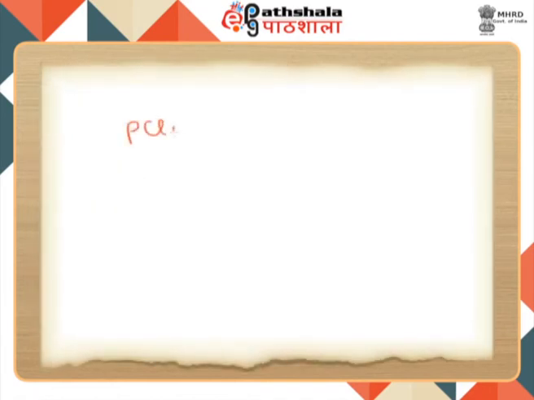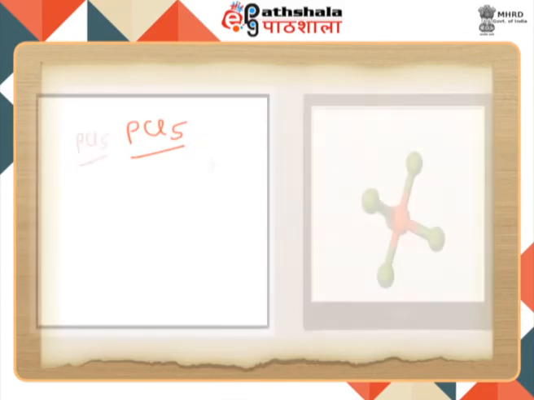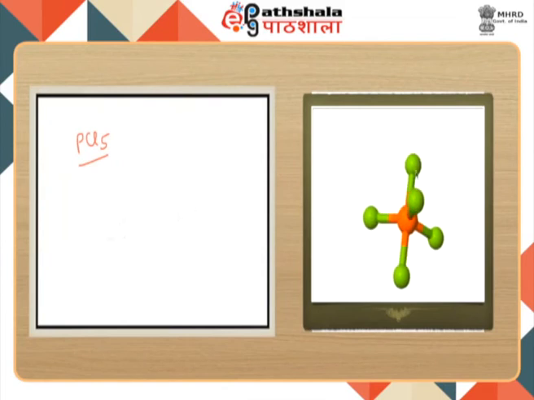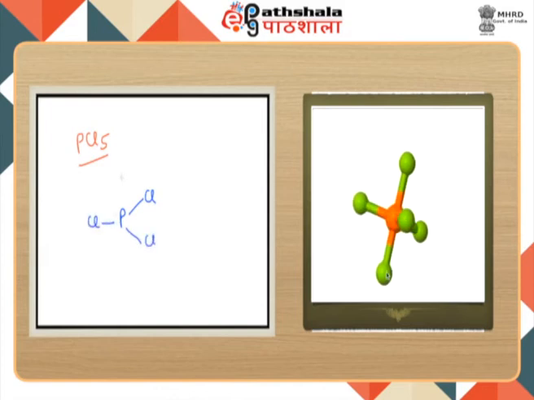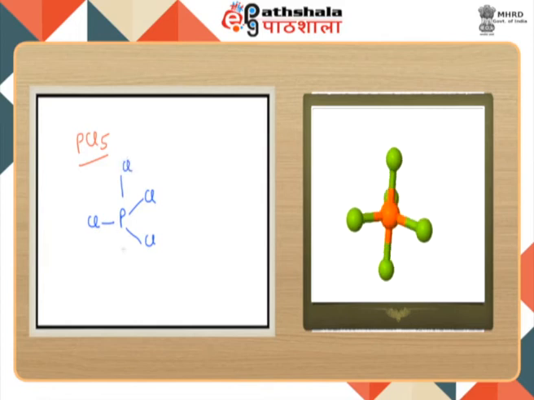Considering the next case, which is PCl5, that is the phosphorus pentachloride molecule. The phosphorus pentachloride molecule, as you are aware, is trigonal bipyramidal, that is these 3 chlorines are in the same plane, and there is one chlorine on the top and one chlorine on the bottom side.